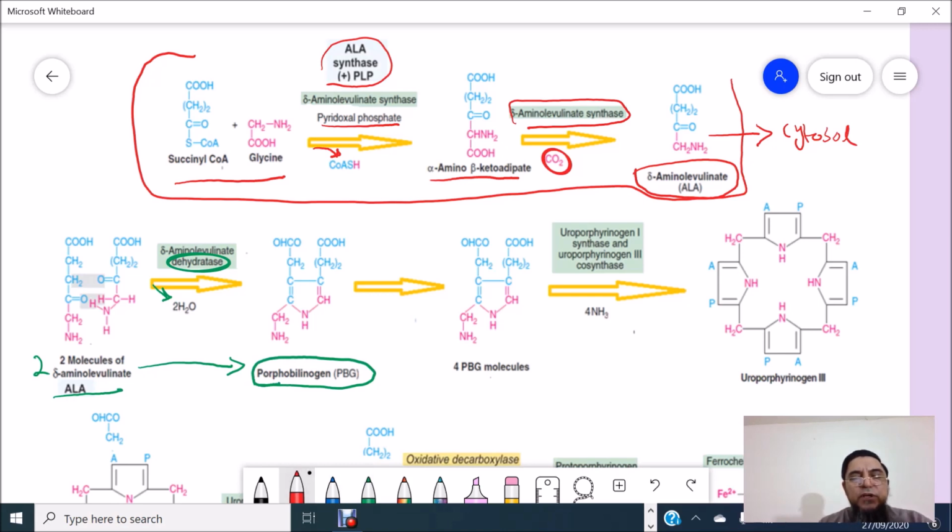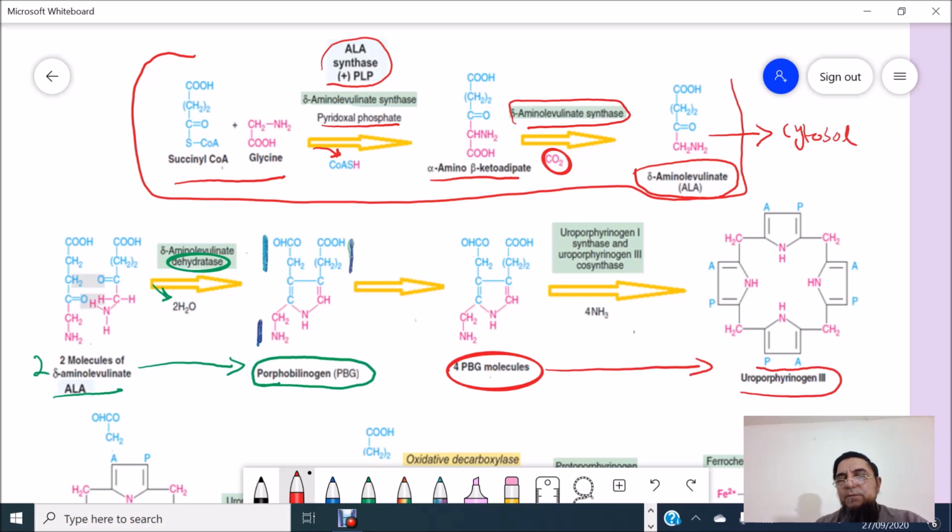Porphobilinogen has a few important points. You can see here that porphobilinogen has one NH2 group, then it has this CH2COOH, which is an acetic acid group, and then it has another CH2COOH, which is a propionic acid group. Now four porphobilinogen will connect with each other and convert into uroporphyrinogen 3. This reaction is catalyzed by uroporphyrinogen 1 synthase and uroporphyrinogen 3 co-synthase.